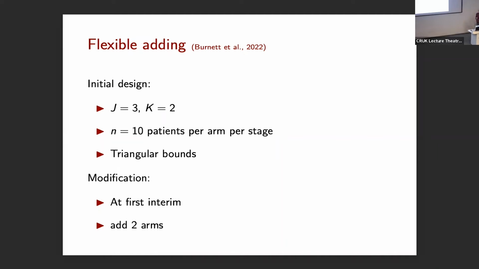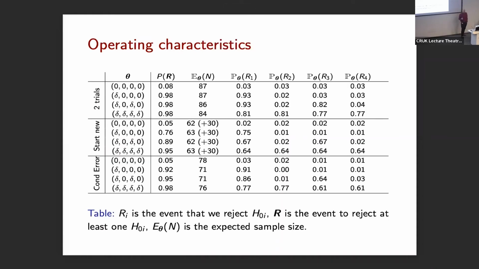At the timing of the first interim analysis, let's assume that there are 2 new arms that I would like to add to my trial design. What can I do? Well, there are obviously some natural choices. One could say, well, if there are 2 extra treatments, maybe I just start a new trial. So I'll have my old trial looking at 2 treatments, and then have a new trial that looks at an extra 2 treatments. So that's the first block of results that you see here.